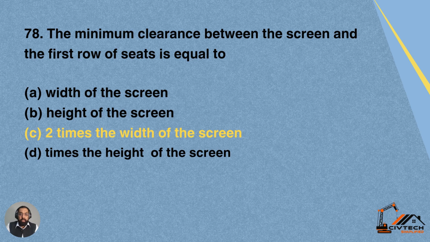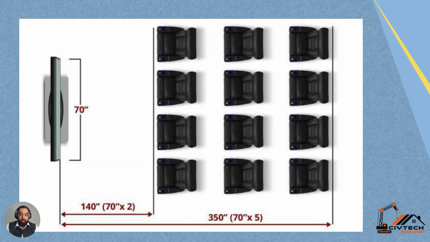Then the minimum clearance between the screen and the first row of the seats is equal to how much, the distance from the screen to the first row of the cinema. Options available are A, width of the screen, B, height of the screen, C, 2 times the width of the screen, D, 2 times the height of the screen. The correct option is C, 2 times the width of the screen.